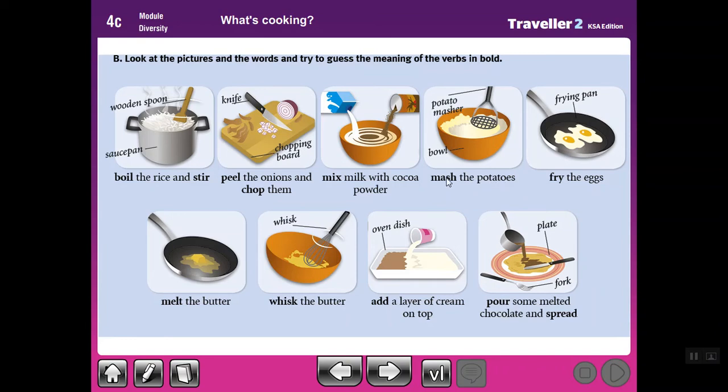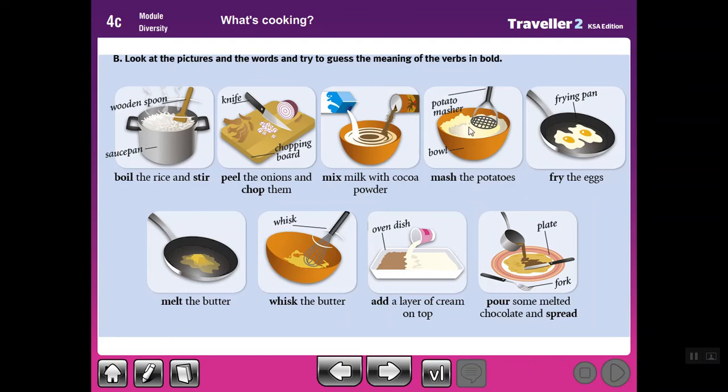Mash the potatoes. Mash. When you mash, you crush into soft pulp. You crush it. Crush. Crush it. Okay.